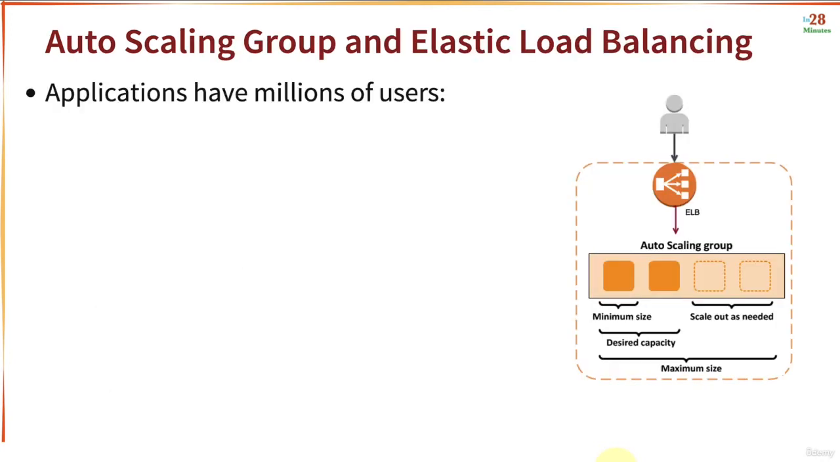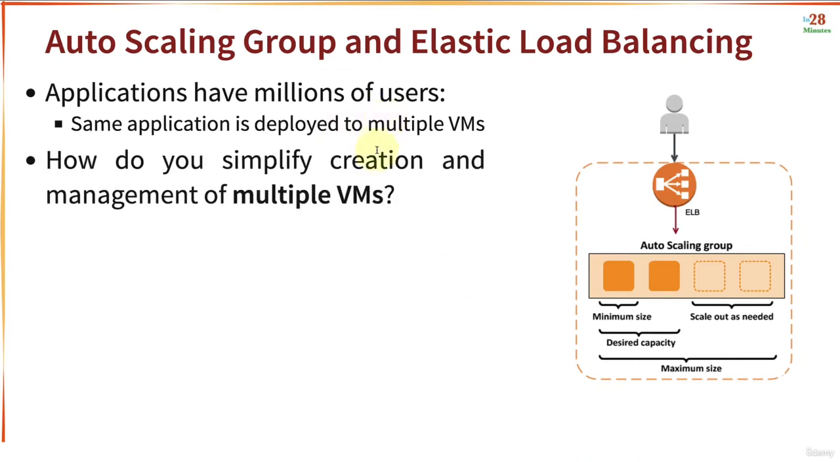Let's now shift our attention to talking about auto scaling group and elastic load balancing. Applications have millions of users. Therefore, you would need multiple EC2 instances. So you would want to deploy the same application to multiple VMs. How do you simplify creation and management of multiple VMs? I would want to create multiple EC2 instances. How do I do that in an easy way?